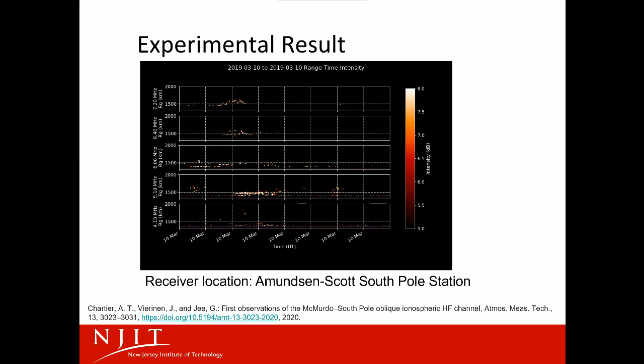This is a figure of the actual experiment of the signal received by the receiver at the South Pole Station. The figure is from the paper cited below. The color code here is the receiving intensity. The vertical axis is the group range and the horizontal axis is the time, with the same grid as the simulation result.